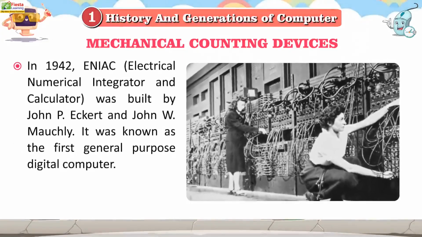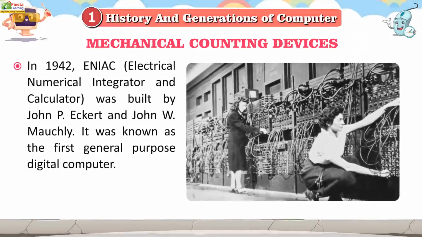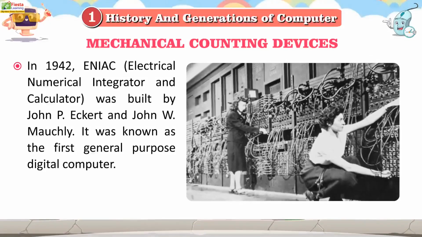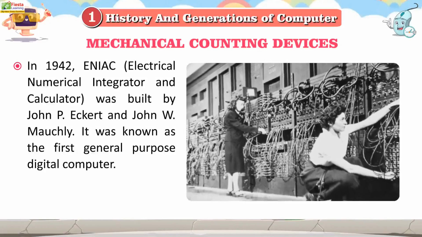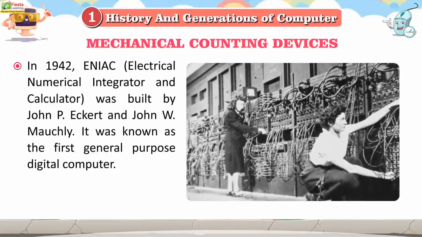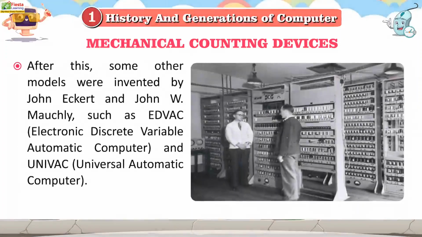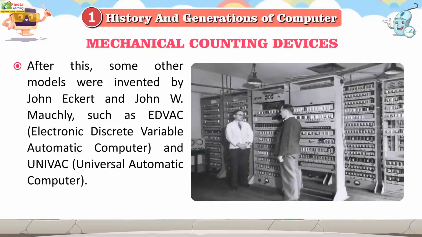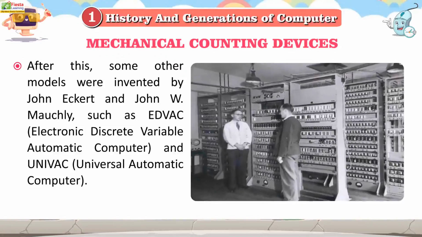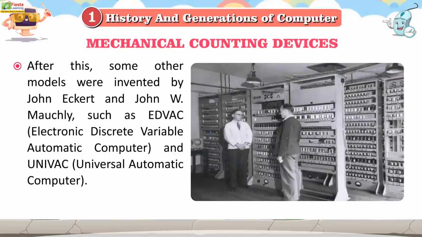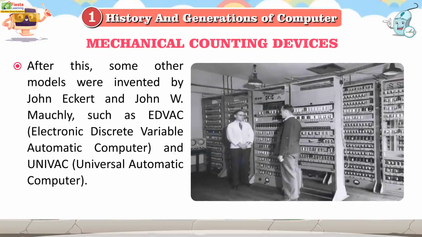In 1942, ENIAC, Electronic Numerical Integrator and Calculator, was built by John P. Eckert and John W. Mauchly. It was known as the first general-purpose digital computer. After this, some other models were invented by John Eckert and John W. Mauchly, such as EDVAC, Electronic Discrete Variable Automatic Computer, and UNIVAC, Universal Automatic Computer.